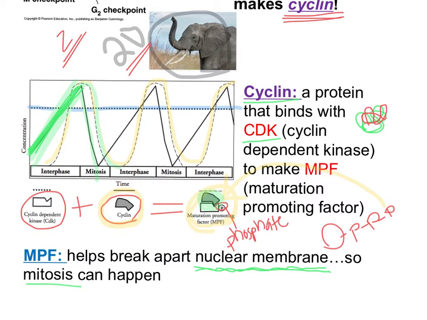so the amount of MPF then goes down. So what this graph is showing is that the amount of CDK is constant, cyclin increases during interphase. When there is more cyclin, there can then be more MPF. And after the nucleus gets broken apart during prophase, cyclin is no longer needed, so it gets degraded during mitosis.